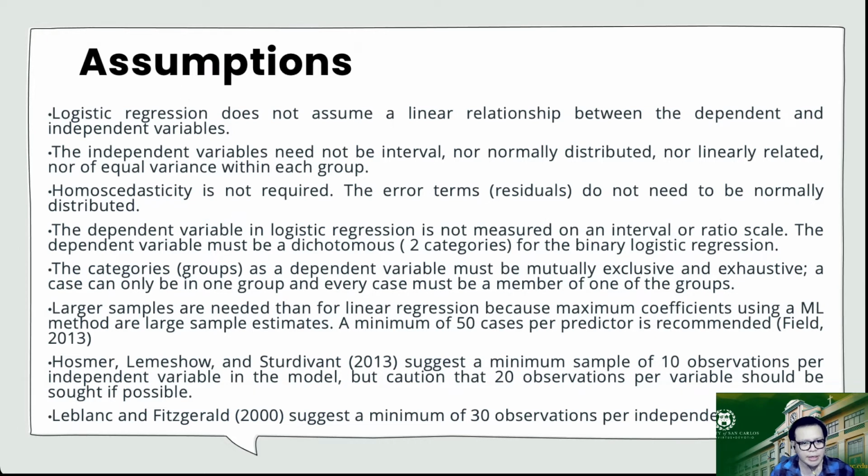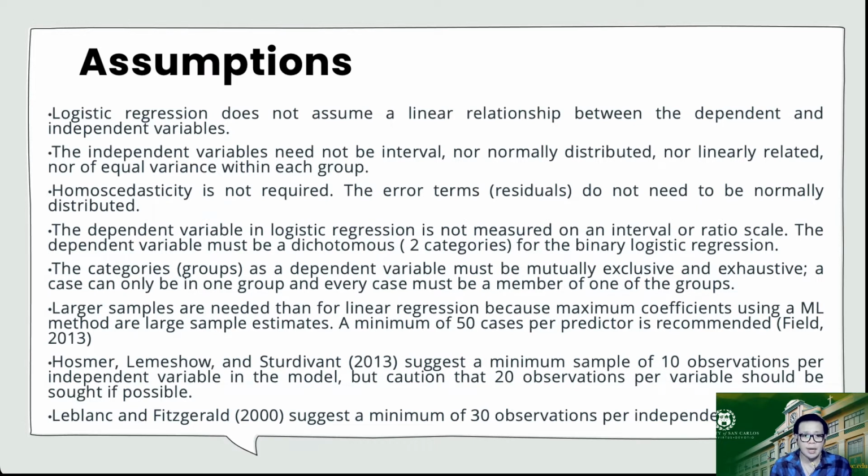Larger samples are needed for logistic regression because, of course, maximum likelihood coefficients using an ML method are large sample estimates, same as with our previous discussion, and a minimum of 50 cases per predictor is recommended. That's according to Field, 2013. And also, Hosmer et al., 2013 suggest a minimum sample of at least 10 observations per independent variable in the model, but a quotient of 20 observations per variable should be sought if possible.